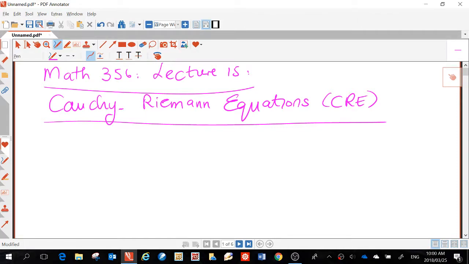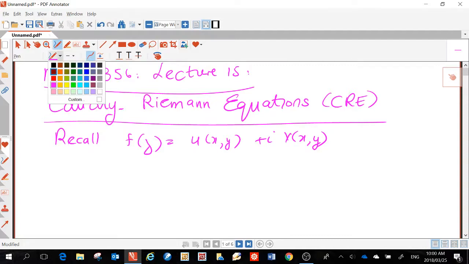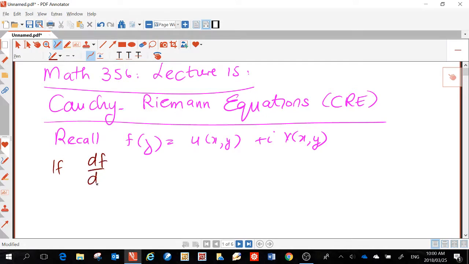However, let's now introduce some more concepts and a new result called the Cauchy-Riemann equation. This will also be useful in determining differentiability of complex functions. Recall that a complex function has the shape f of z equals u of x, y plus i v of x, y. So there are two parts of it, real and imaginary, and each part contributes to the entire function.